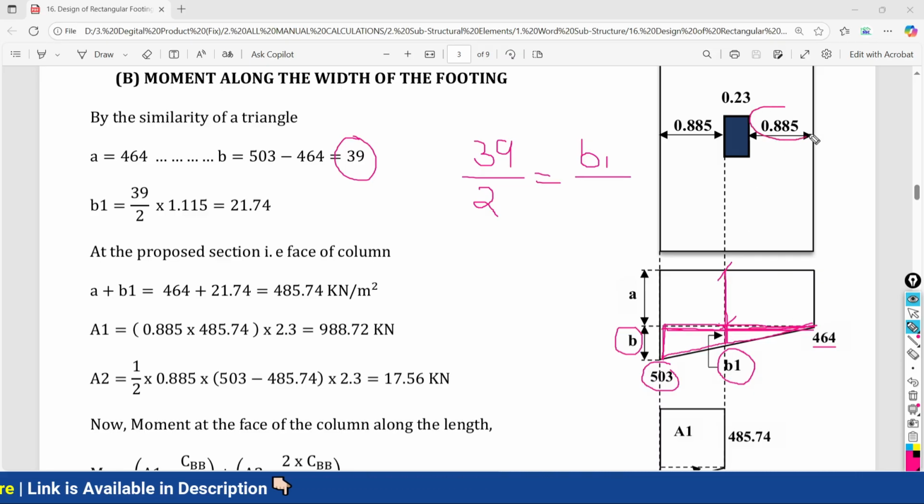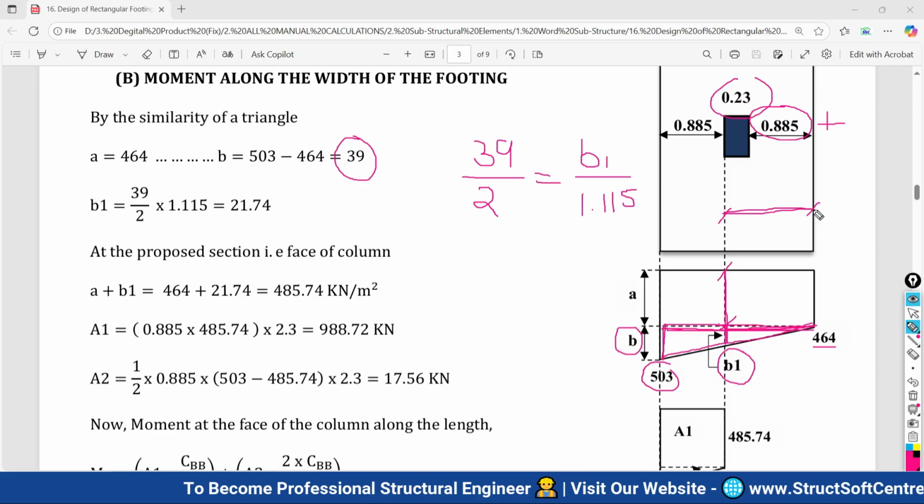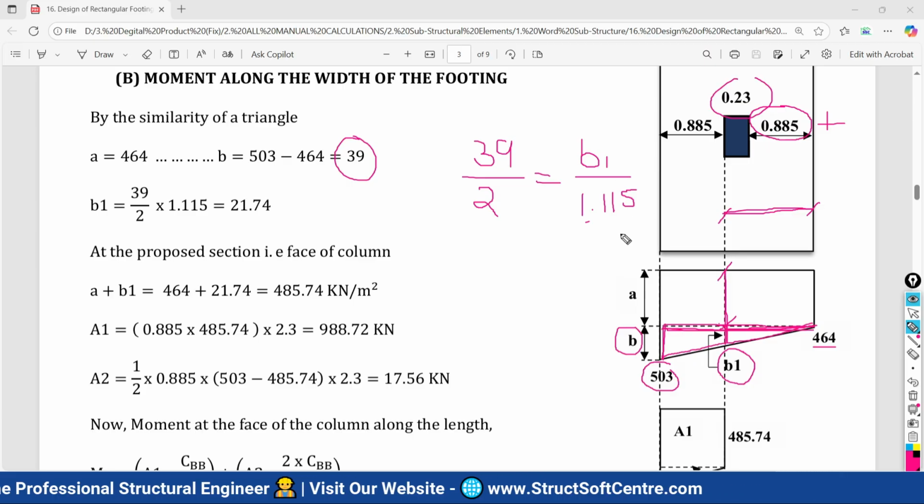Very simple, 0.885 plus 0.23. So you will come to know what this span is. That is nothing but 1.115. If you add these two values, 0.885 plus 0.23, you will come to know the total length. This length is going to become 1.115. You can check it.